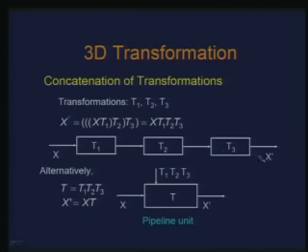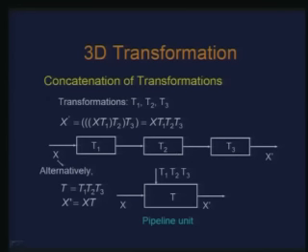Now, alternatively, so what is happening here? Let us say I have an object represented by some 100 points or even more, thousands of points. So, what I am doing? I am taking point by point, applying these matrices to this point in this pipeline fashion, where each unit is actually a transformation.